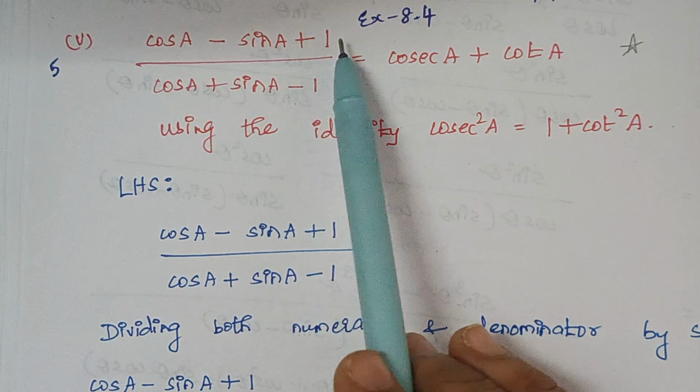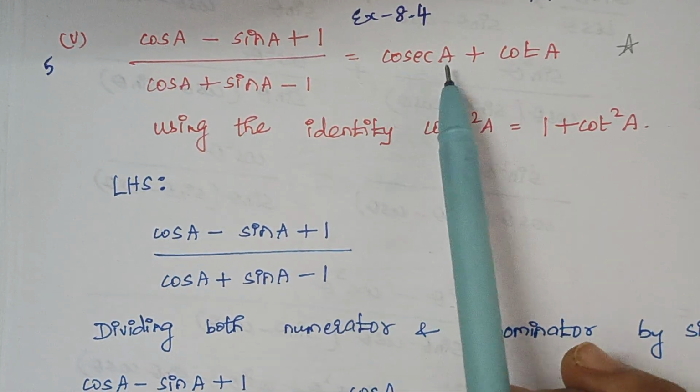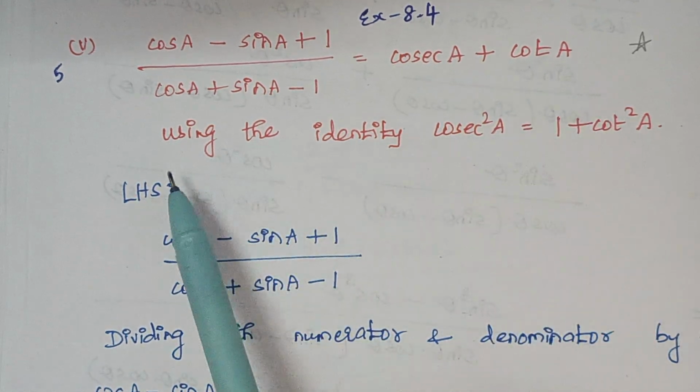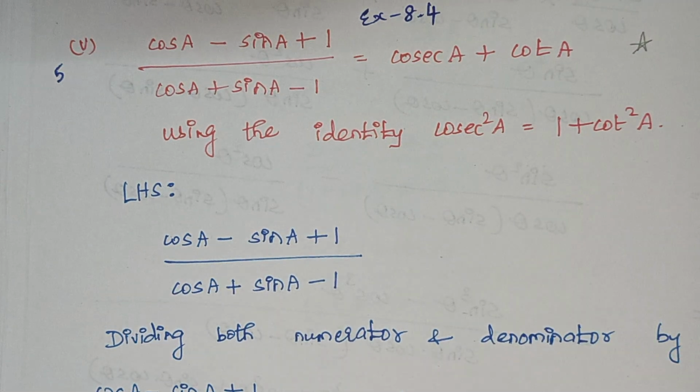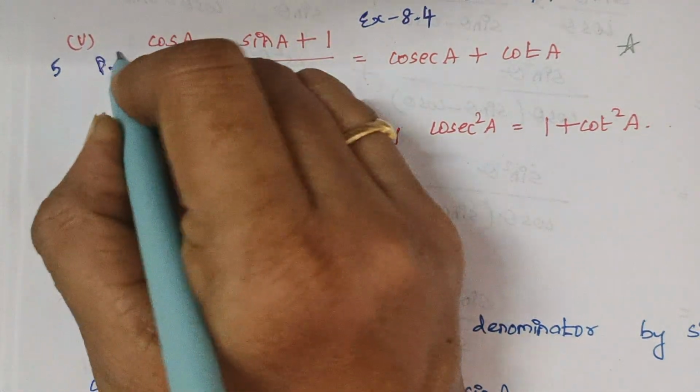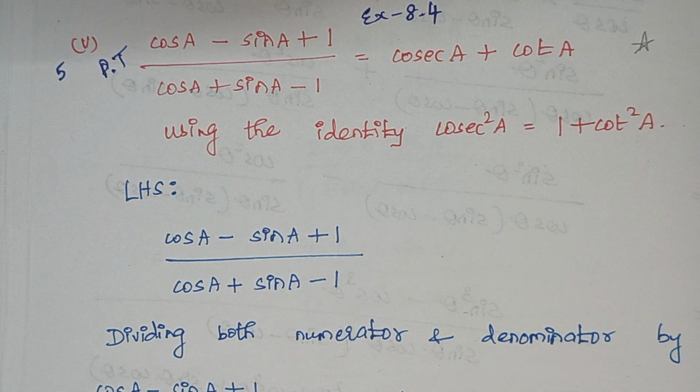Cos A minus sin A plus 1 divided by cos A plus sin A minus 1, which is equal to cosecant A plus cot A, using the identity cosecant square A equal to 1 plus cot square A. Right, here again you have to prove that. So the same thing, that's the reason why I am solving these two problems at a stretch.